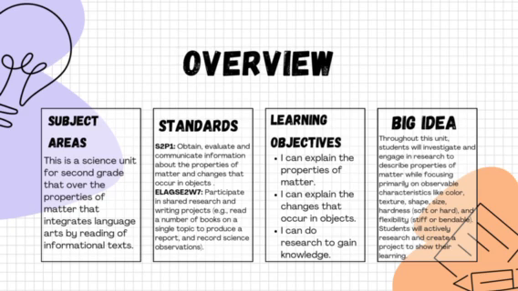The learning objectives we have for our students are that students can explain the properties of matter, explain the changes that occur in objects, and can do research to gain knowledge. The big idea is that throughout this unit, students will investigate and engage in research to describe the properties of matter while focusing primarily on observable characteristics like color, texture, shape, size, hardness, and flexibility. Students will actively research and create a project to show their learning.